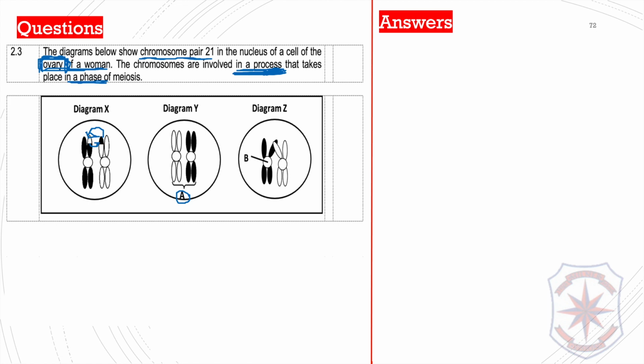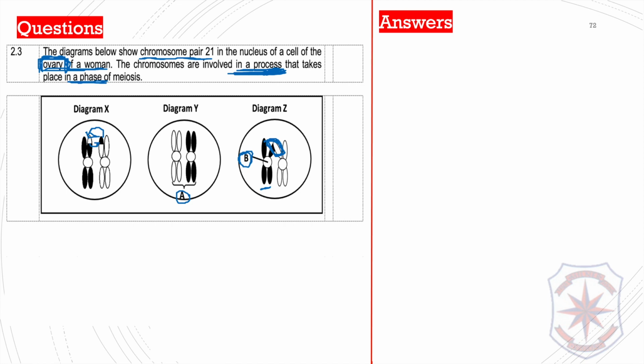And then diagram 2, we have structure B. Okay, structure B is in the center of this one chromosome. So structure B is definitely the centromere, because it is in the center and it is holding the two chromatids of this chromosome together. What else do we notice there? We notice that the chromatids of the homologous chromosomes have overlapped there. So this would be our chiasma. All right. So the process that they are referring to, I have reason to believe that it is crossing over.